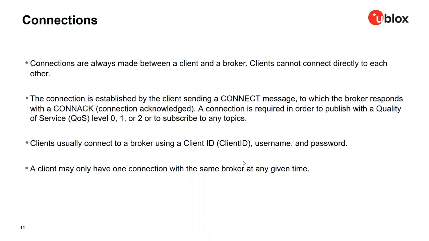So connections are always made between a client and a broker. As we said, clients cannot connect directly to each other. They send a connect message to the broker. The broker then responds back with an acknowledgement, and then everything is set up. You must have a connection in place with MQTT in order to publish using quality of service 0, 1 or 2, and also indeed to subscribe to any topics.